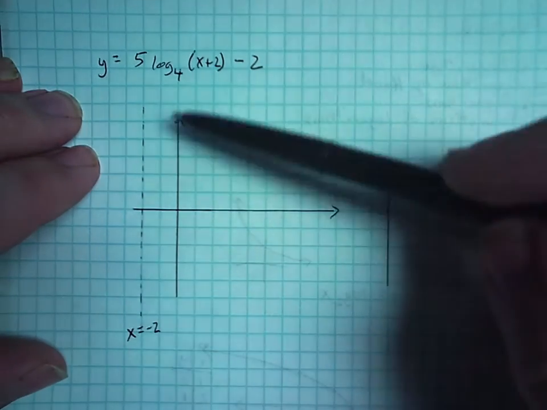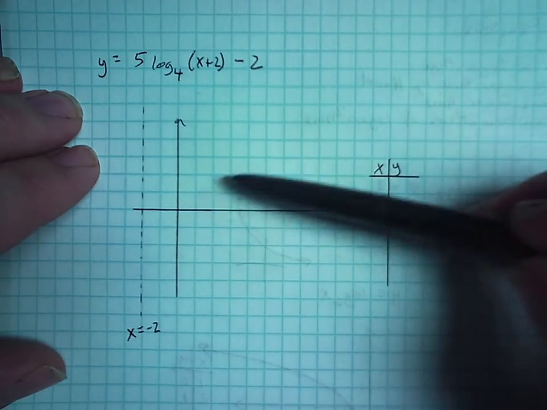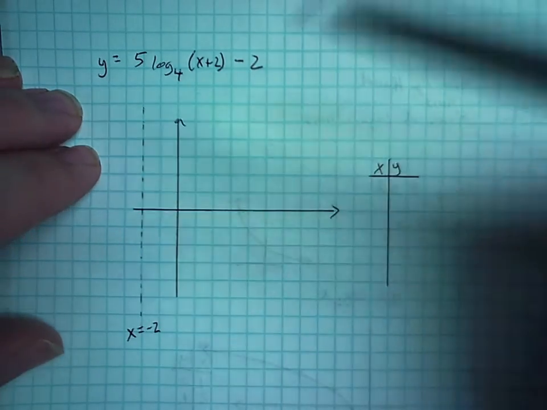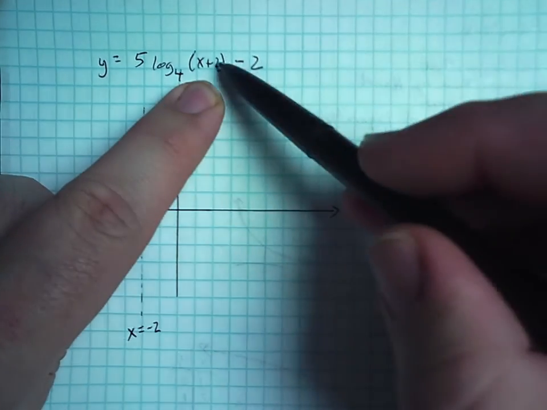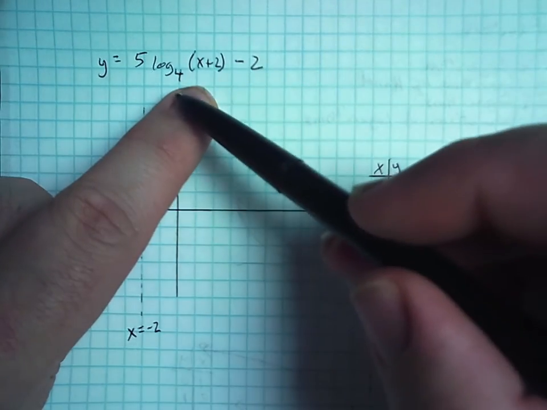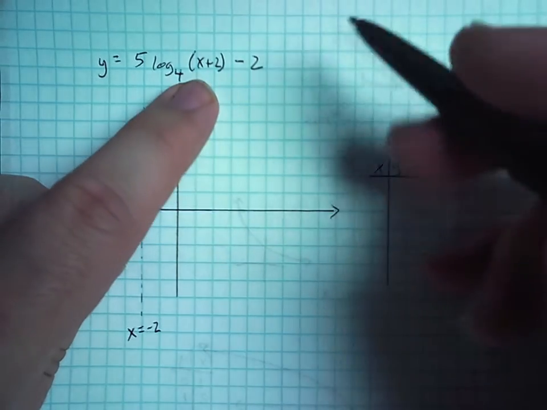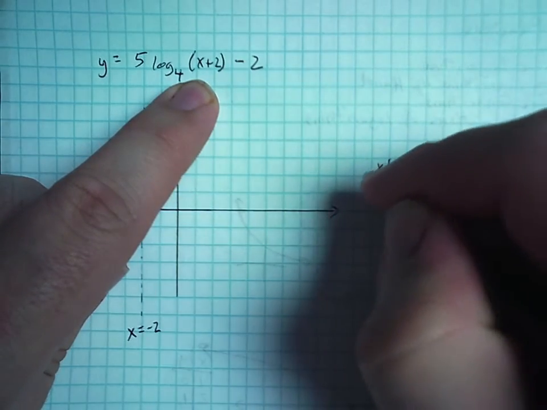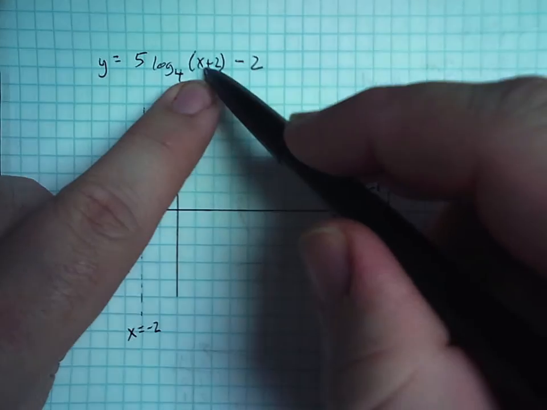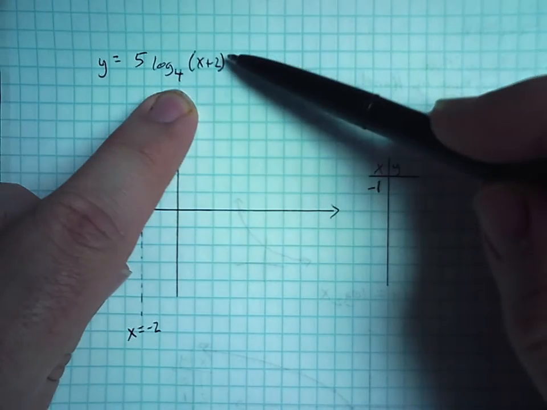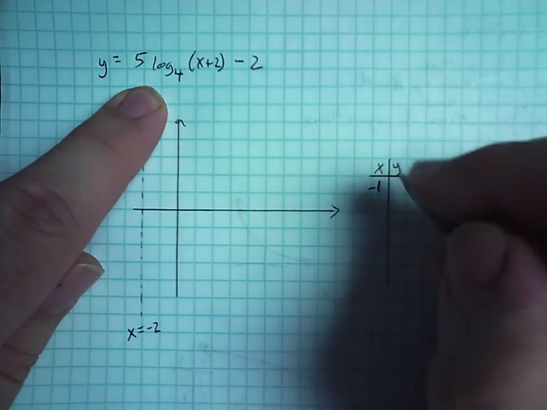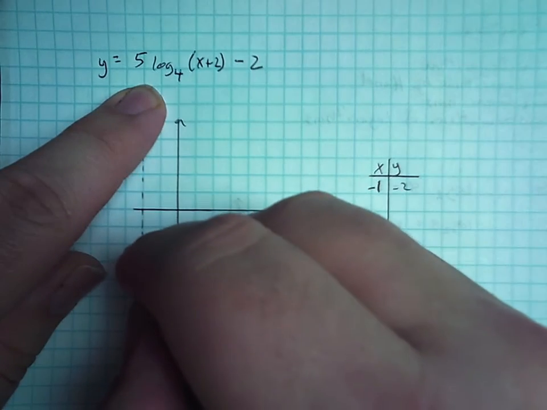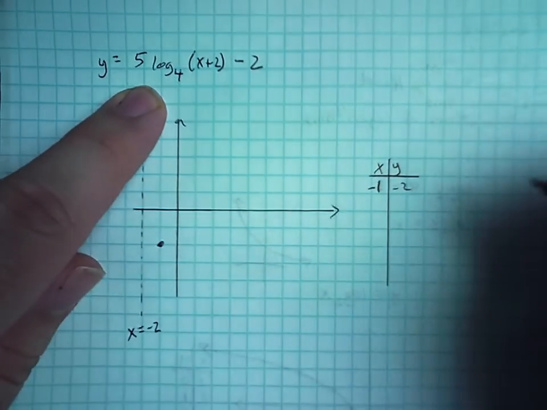You only need 2 or 3 in order to be able to draw the graph. Remember, there's a vertical asymptote. Base is bigger than 1, so it's coming up. So 2 points to fix my curve should be enough. I'll probably do more than that. I want to make the argument 1 because 4 to the 0th power is 1. So to make that 1, I'll stick in -1. This becomes log base 4 of 1, which is 0. 5 times 0 is 0. Minus 2 is -2. -1, -2, as promised.